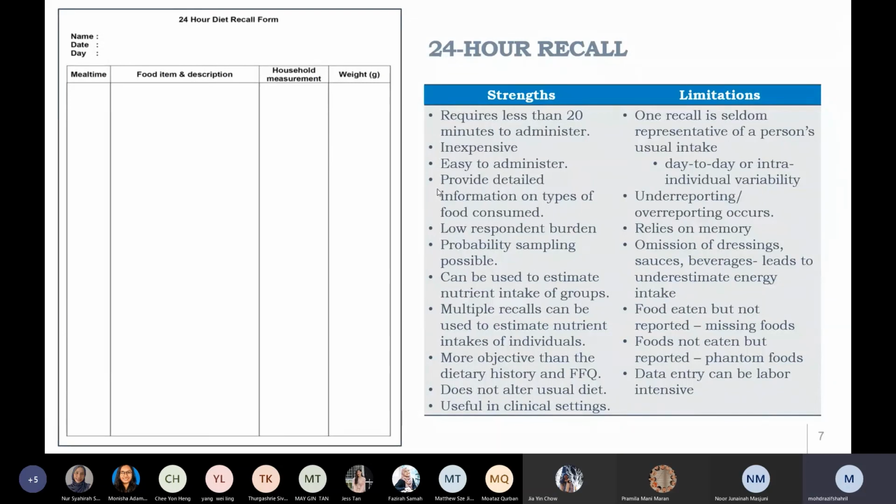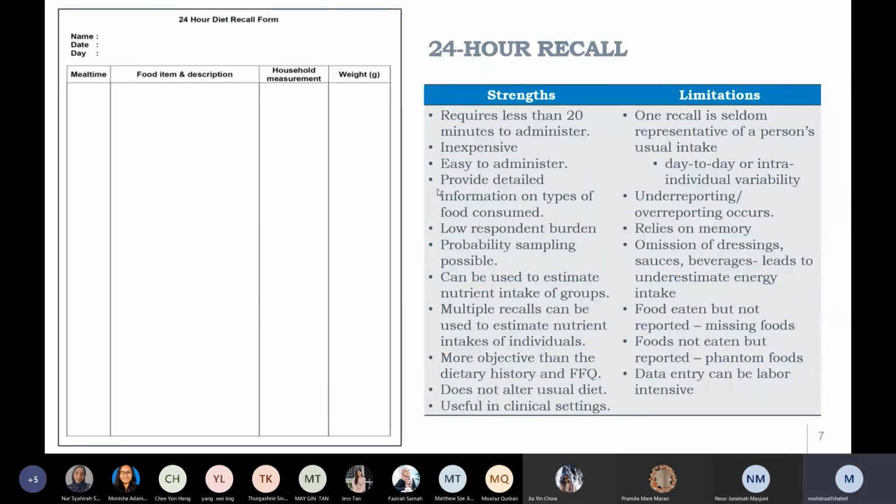There are also underreporting and overreporting problems in 24-hour diet recall, mostly underreporting because they can't remember or they omitted certain foods, okay? So it relies a lot on the memory of the participant, and they tend to omit dressings, sauces, beverages, and this leads to underestimation of energy intake. So that's the reason why the interviewer must be well trained to probe questions so that the participant can recall it well.